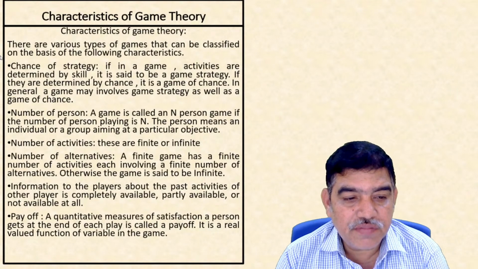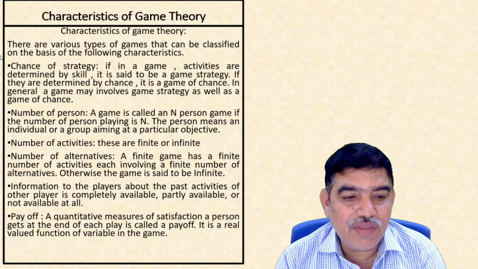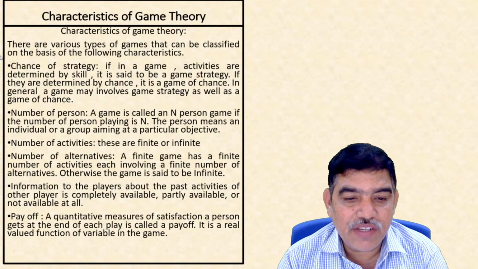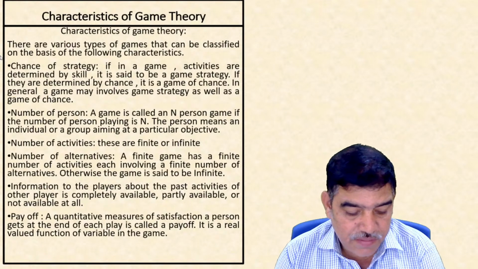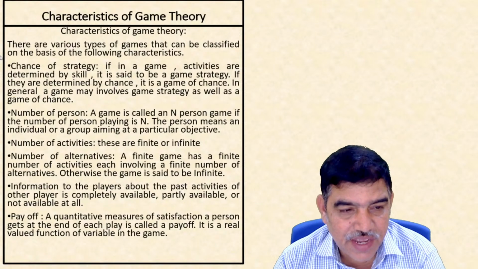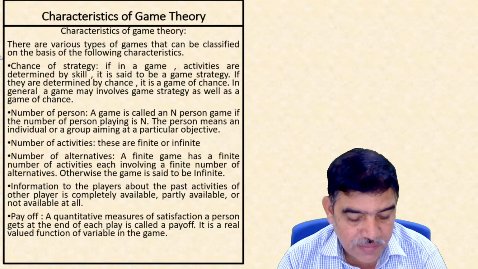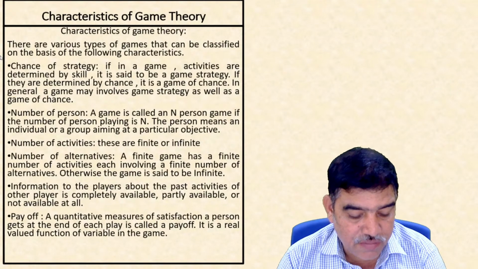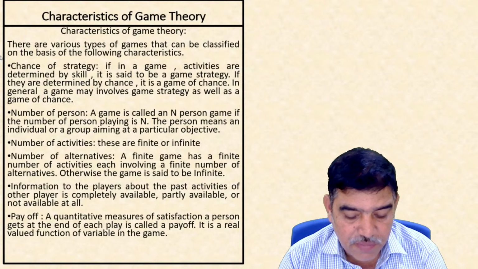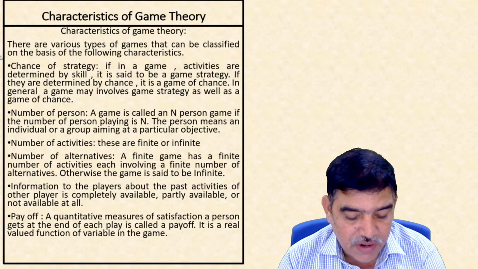Then payoff. It is an important term in game theory. A quantitative measure of satisfaction a person gets at the end of each play is called a payoff. It is a real valued function of variables in the game. So payoff means, again I am explaining here, net gain or net result or the outcome. It is a net gain to the player by selecting a particular strategy.